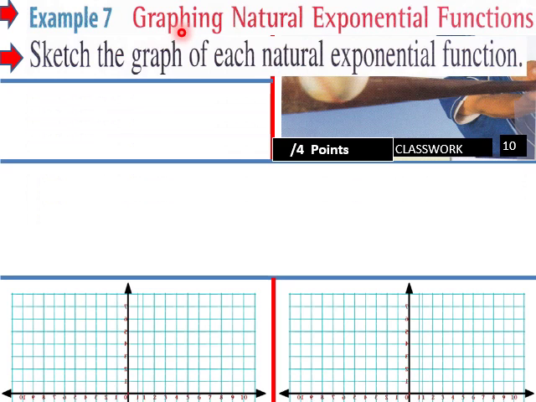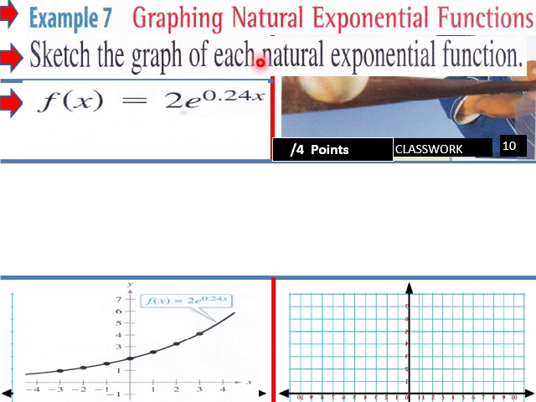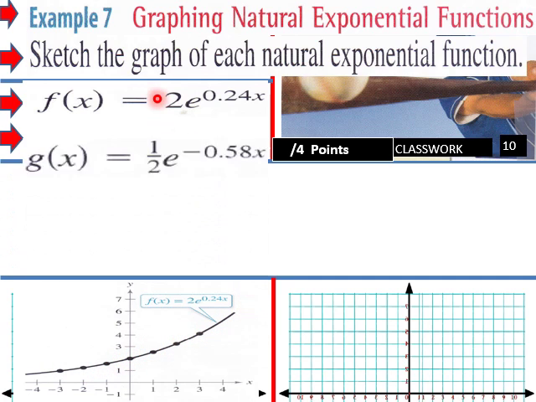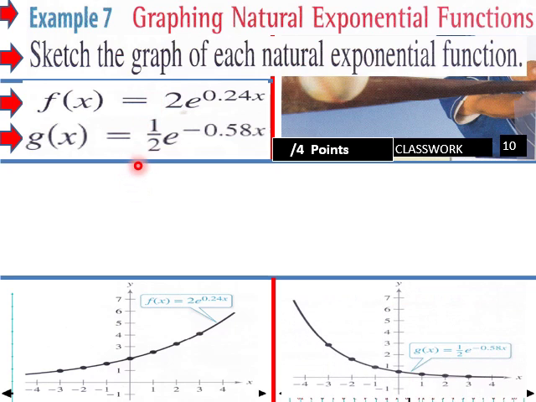Example 7, graphing natural exponential functions. Sketch the graph of each natural exponential function. So f of x equals 2e to the 0.24x. So that would be your function. Your graph should look like this. It has a pretty gentle slope for that one. And then for g of x here, it would be 1/2 e to the -0.58x.